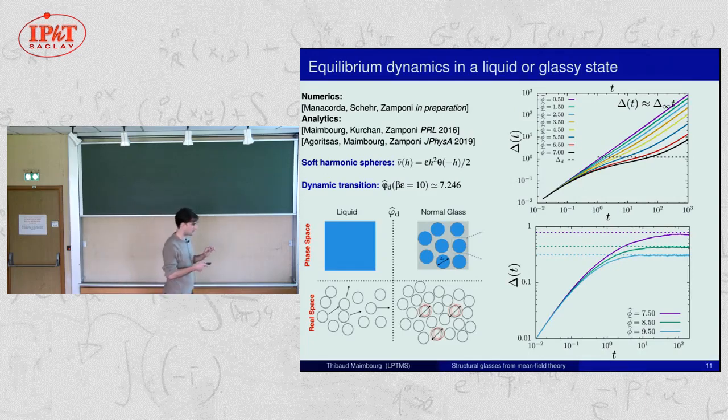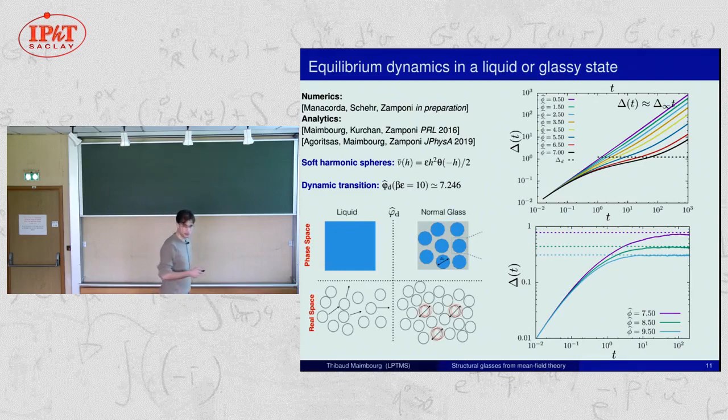And so what this means is that if you initialize your dynamics in a density that is higher than this transition, then you would be trapped in a state, and this means that basically you do not relax. You will stay in a plateau value forever at large times.